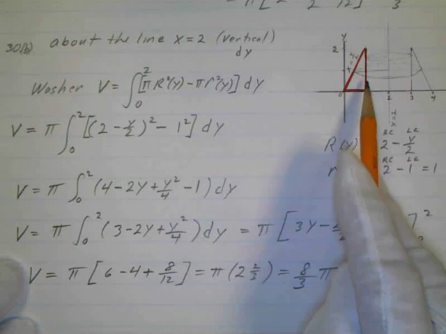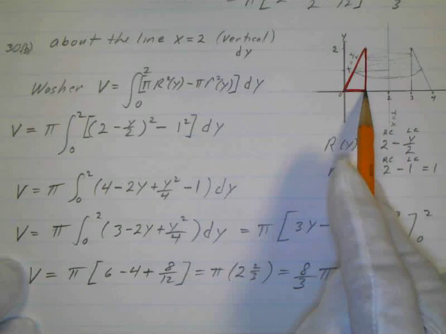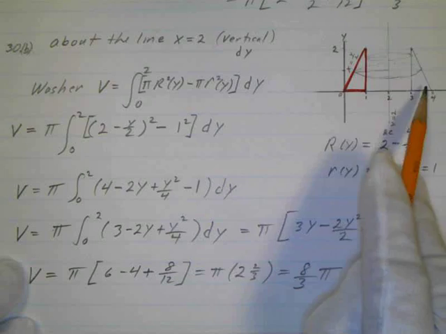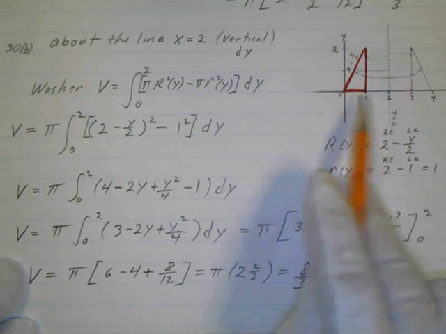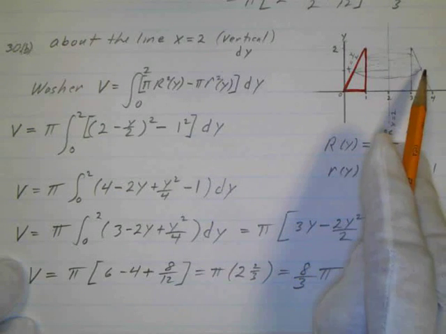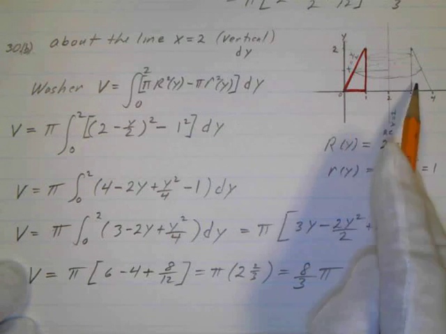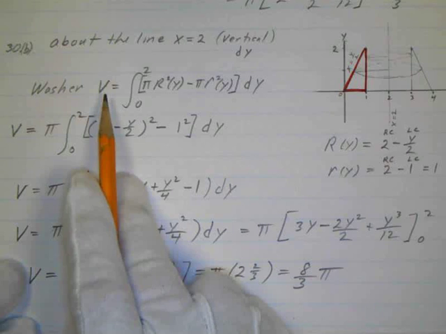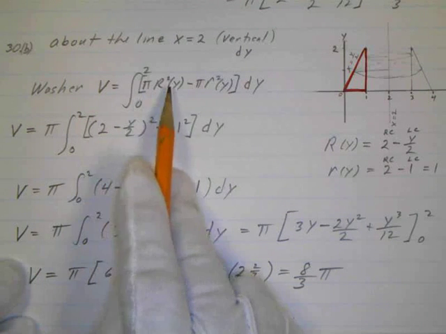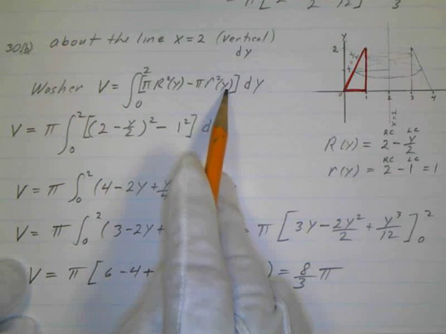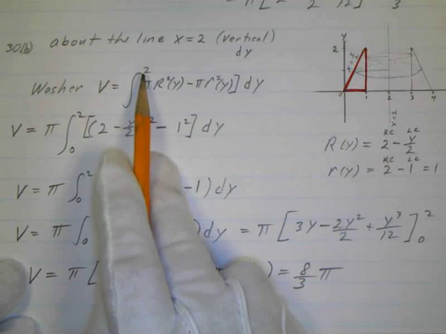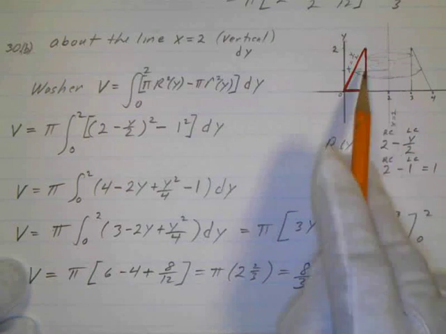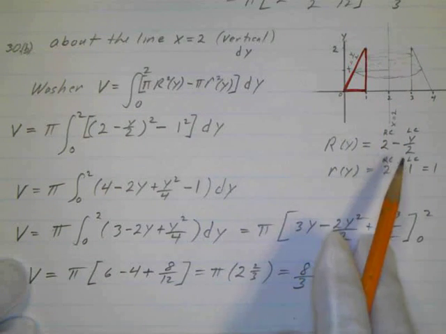So since it's 1 unit away from 2, this edge here is 1 unit away, I'm going to have kind of a cylinder in the middle. So I'm going to have this trapezoidal shaped figure rotated around, and that will be the whole figure. And I'm going to cut out this cylinder inside. So the general form for the washer method is pi big R squared minus pi little r squared, all as functions of y dy. I'm going from 0 to 2 as before. So I'm taking this big volume, and I'm going to cut out that inside volume.